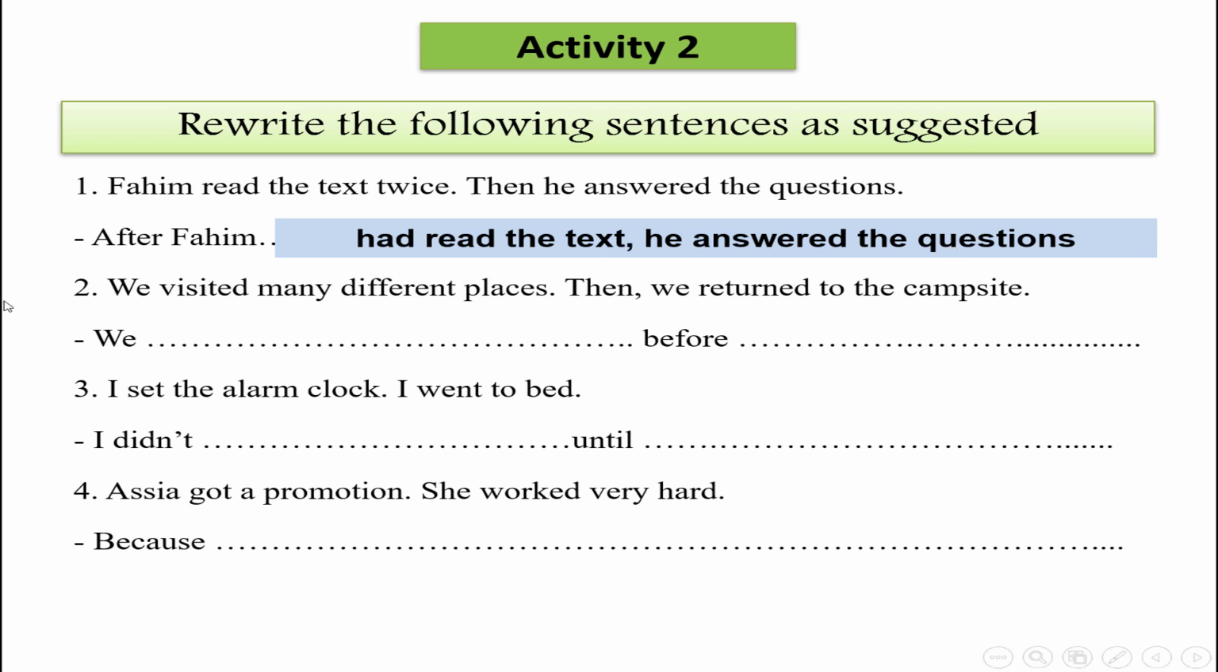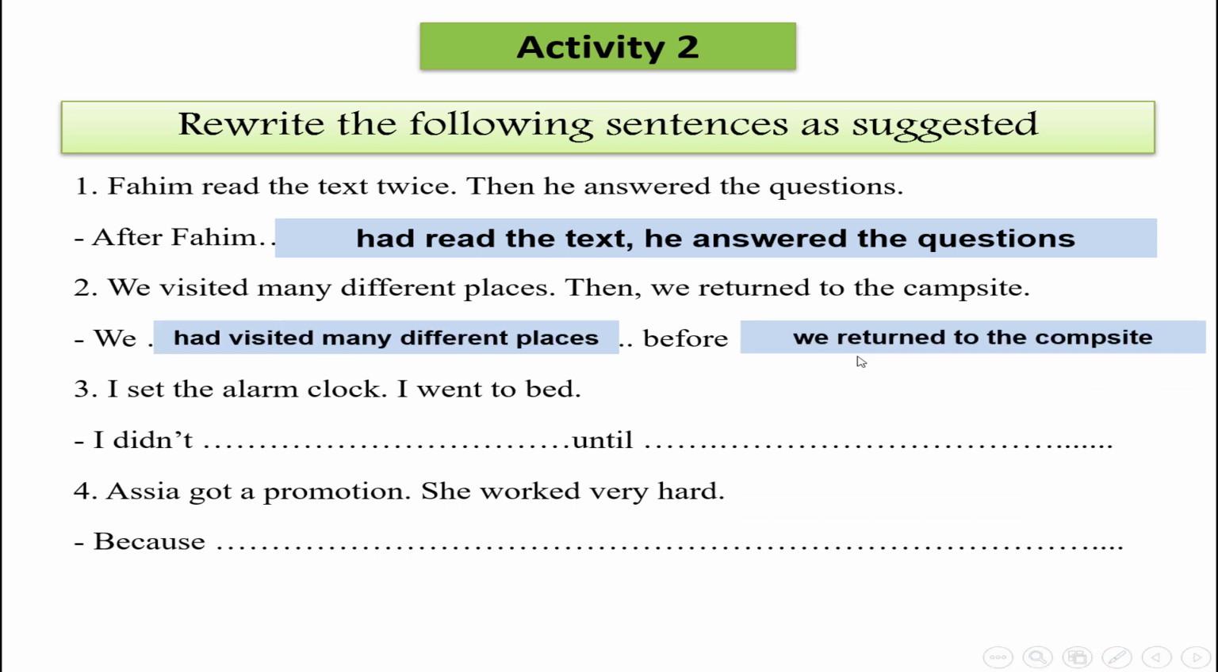Sentence number 2. We visited many different places, then we returned to the campsite. Which action happened first and which one happened later? We had visited many different places before we returned to the campsite. I want you now to stop the video for a while and answer sentence number 3 and 4. Then you play the video again so that you can check your answers.